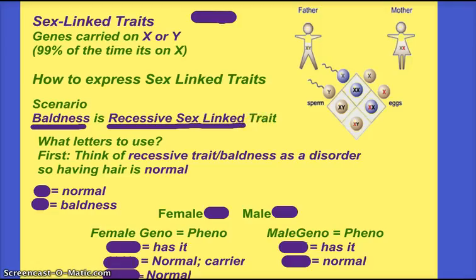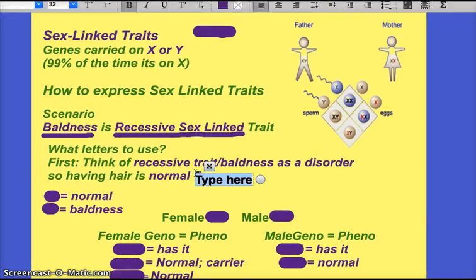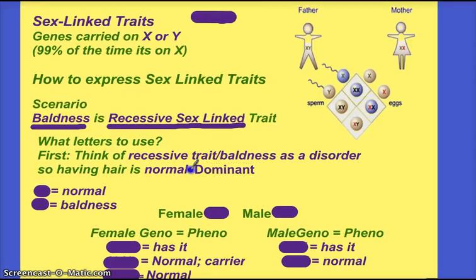So the first thing you want to do, just like in the other scenario, is figure out what letters to use. Because baldness is actually a disorder or like a defect, we want to say that having hair is normal. And that would be the dominant. Normal would be dominant because baldness is recessive. So we're going to choose always the capital letter of the dominant trait. So if you're normal, you would have a capital N, and if you're bald, you would have a little n.